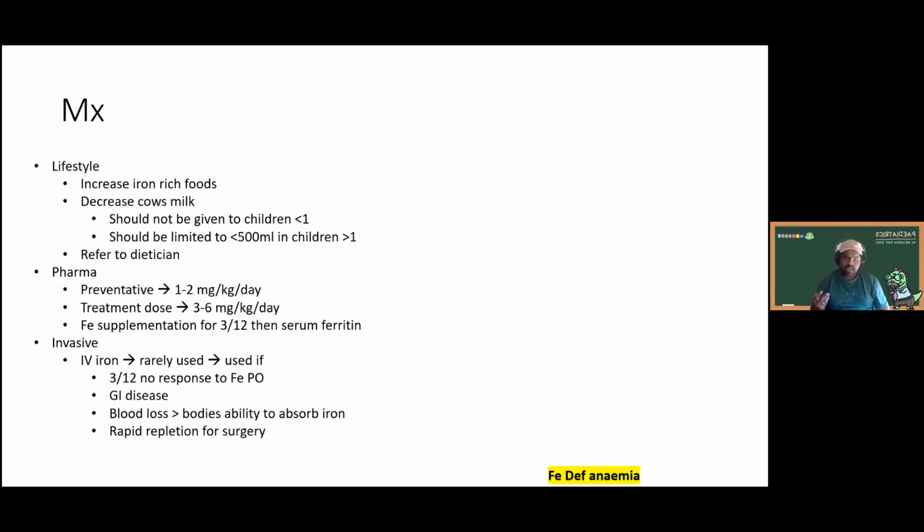And then in terms of invasive, that's obviously IV iron. It's rarely used, but we do use it in these 4 conditions. So the main one is following a period of 3 months, when we do the serum ferritin, there's no response to the oral iron. If there's severe GI disease, so things like Crohn's. If there's any blood loss, so the body cannot replace the red blood cells at such a rate that it's losing it. And then rapid repletion if required for things like surgery.